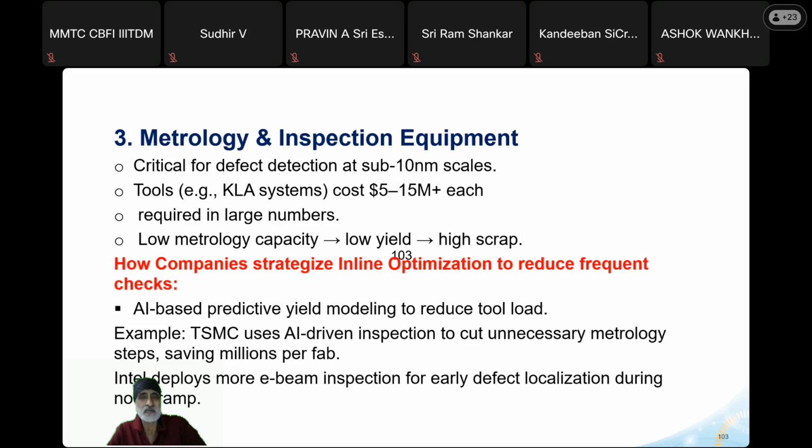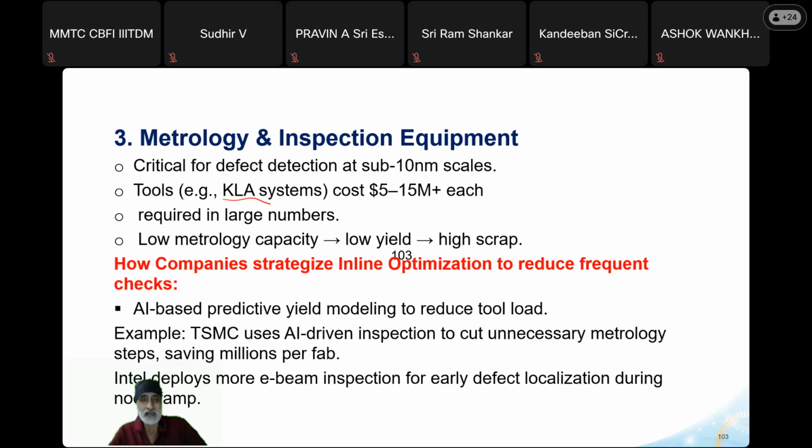KLA is a company which makes these inspection tools, and these tools are also very expensive, around 15 million. They are required in large numbers, because these companies are doing 50,000 wafer starts per month, on 12-inch wafers. So these tools are required in hundreds, and that is the reason the cost of putting up one fab is in billions.